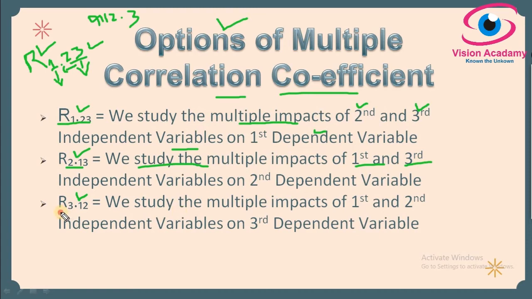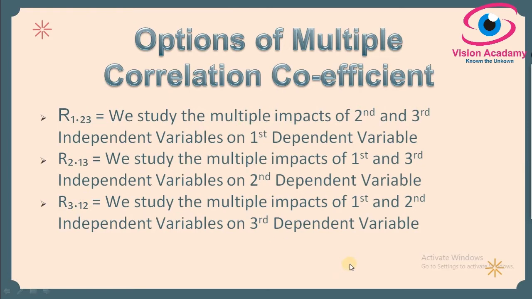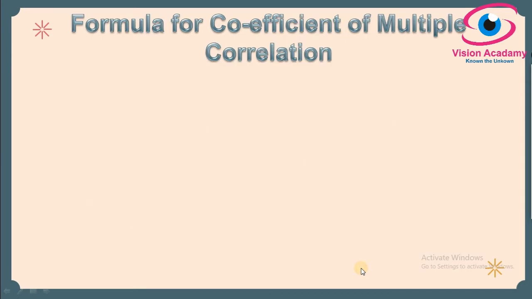The same thing applies in case of R3.12. Here 3 is the dependent variable, and 1 and 2 are the independent variables. In case of R3.12, we study the multiple impacts of the first and second independent variables on the third dependent variable. So if you want to calculate multiple correlation, you need to obtain the values of R1.23, R2.13 and R3.12. Then let us see the formula for calculating and obtaining the result of R1.23 and the others.